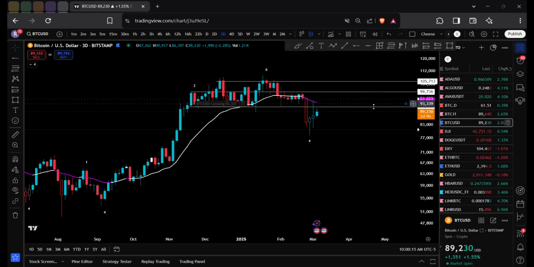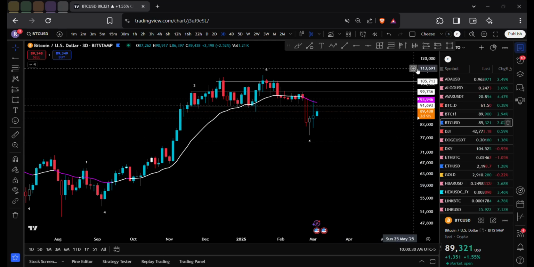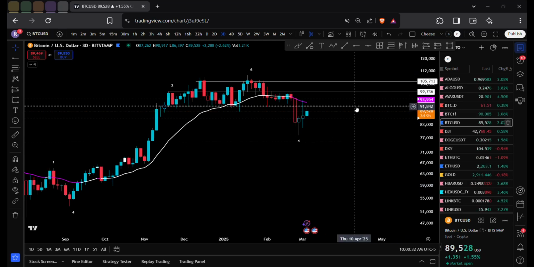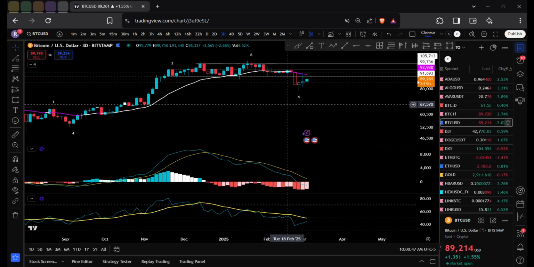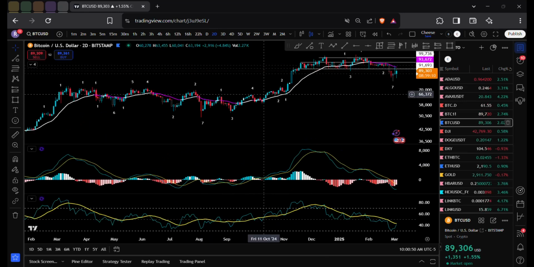If we break this level here, I'm going to put my alert right here at 92.288, right? And I'm going to raise this alert here to the 86,000. So the goal is once we do break the 91.8, we will head to 97.9 to a green level of 99.7. That is a 5 to 8% pump. What we're looking for is once again the 2-day.